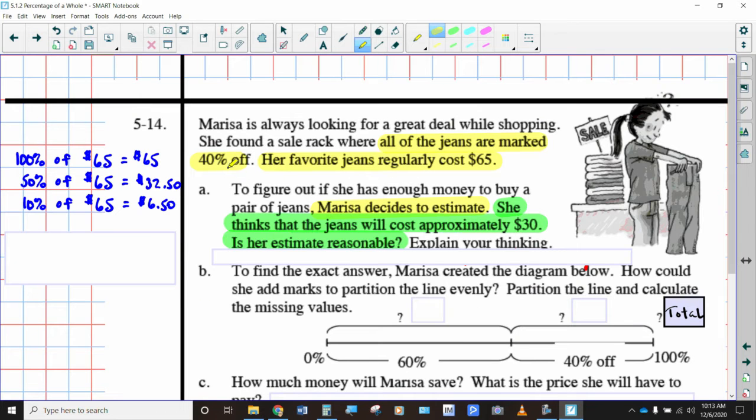All right, so here's a situation for problem number 14. Marissa is always looking for a great deal while shopping. She found a sale rack where all the jeans are marked off 40%. Her favorite jeans regularly cost $65. So to figure out if she has enough money to buy a pair of jeans, Marissa decides to use her estimation skills. She thinks that the jeans will cost about $30. Is that a reasonable estimate?